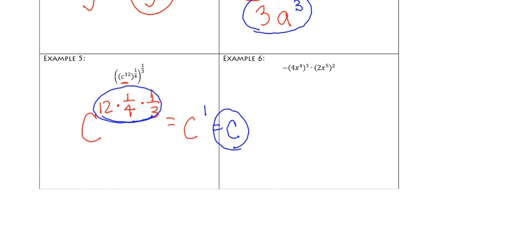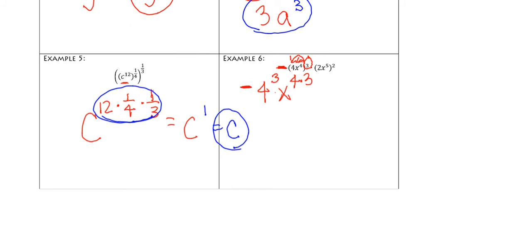Lastly, we have lots of stuff going on here. First of all, I want to point out that the negative is out front. So I'm just going to rewrite the negative here, and it'll just kind of go along with the problem right now. We have this power of 3 that needs to go with the 4. So 4 to the 3rd power. The 3 also needs to go to the x. So that would be 4 times 3 as its exponent.